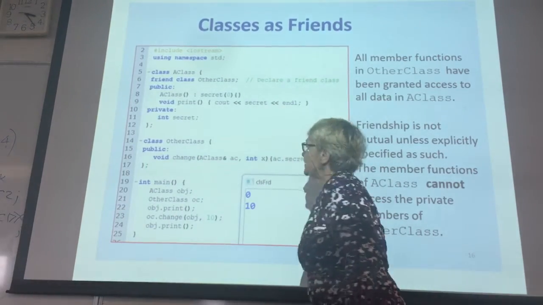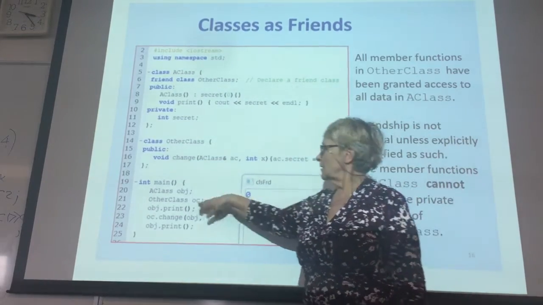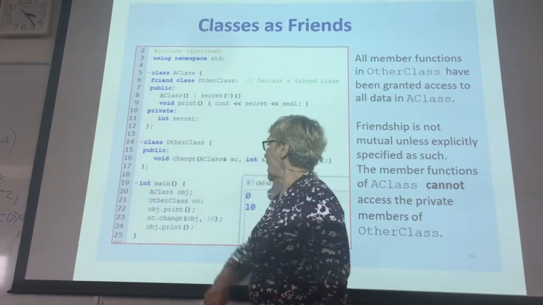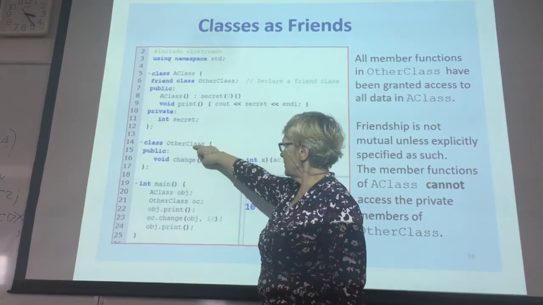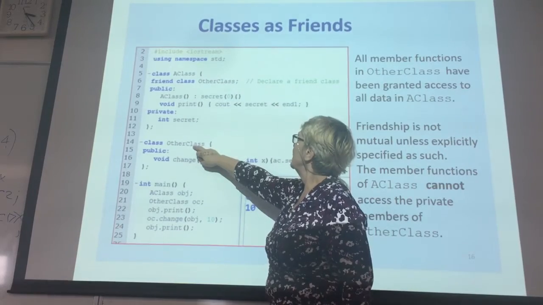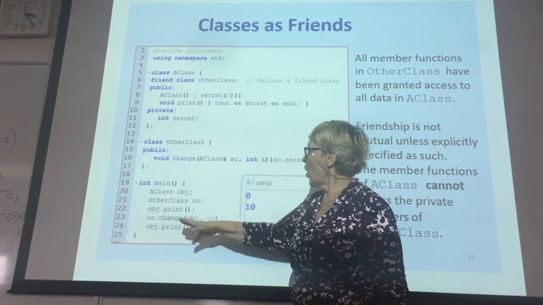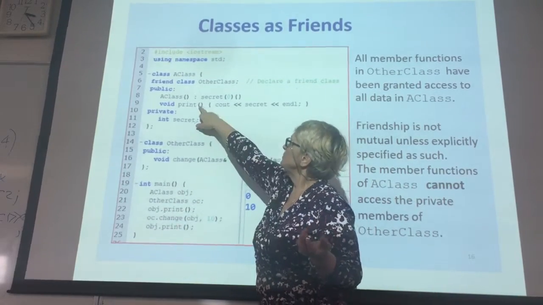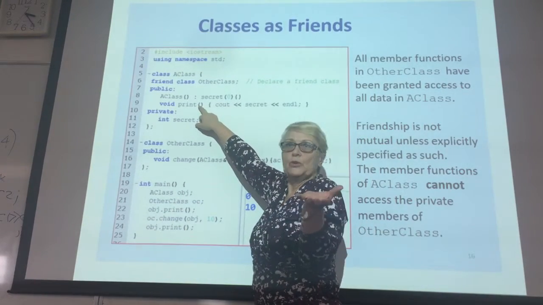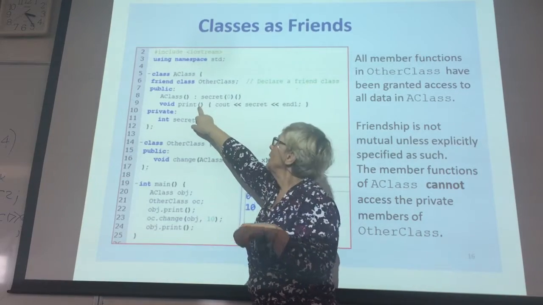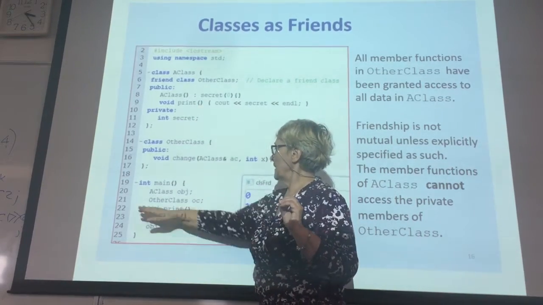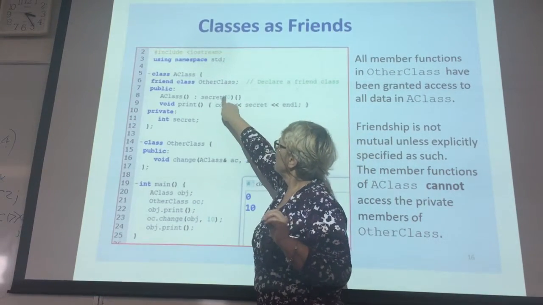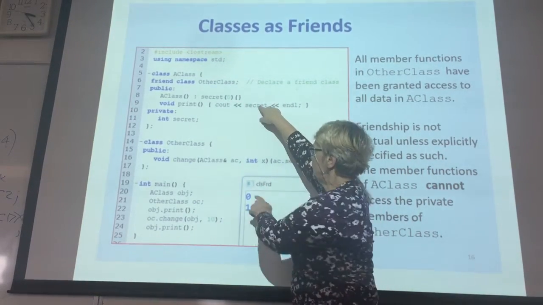And this tells you what's happening. This object is of this type, and then OC is of this type, right? Then we call this object's method. Nothing new here. It's a method of the type A class. So it calls print from here, and because secret was initialized to 0, we get that one.